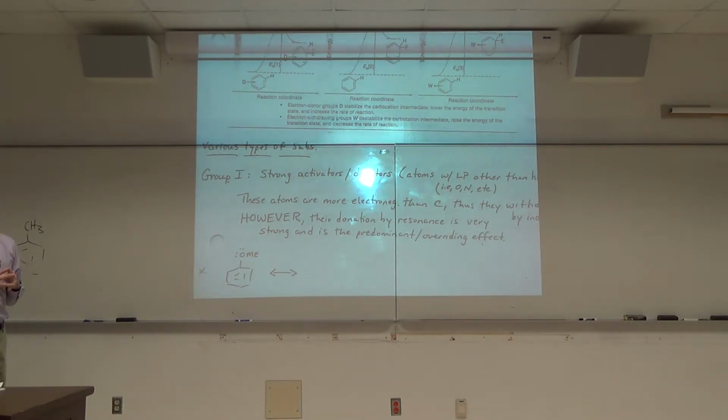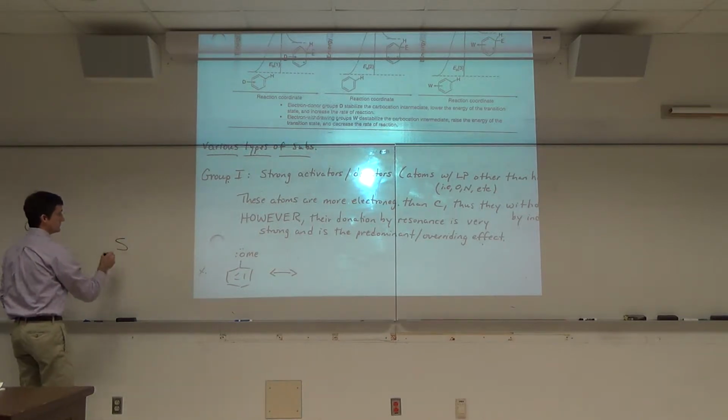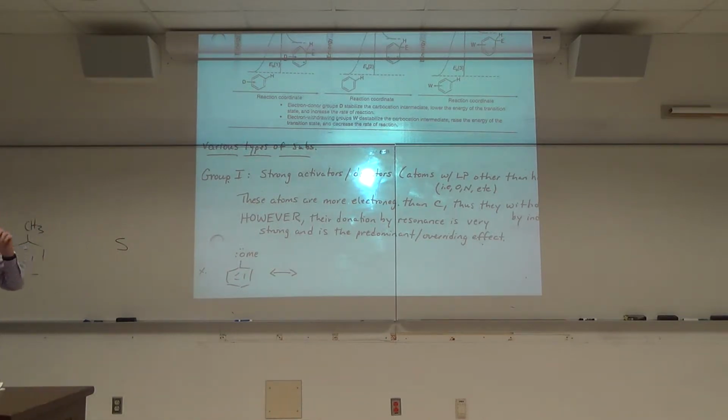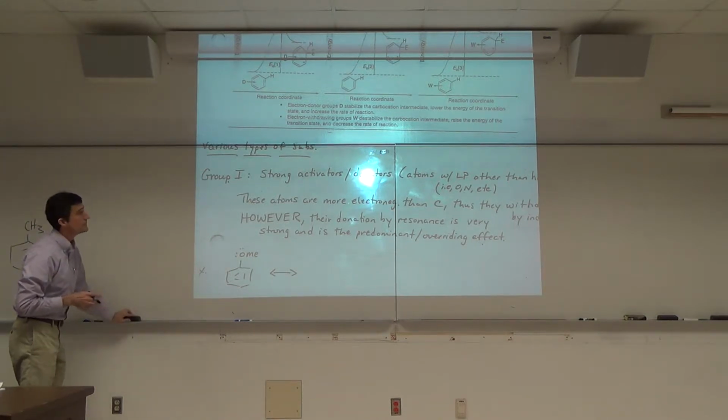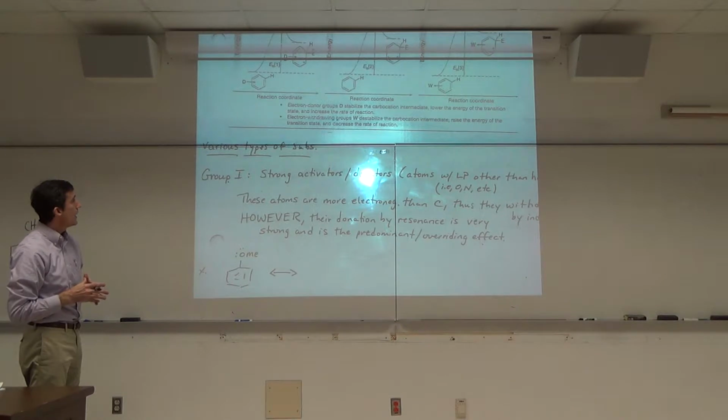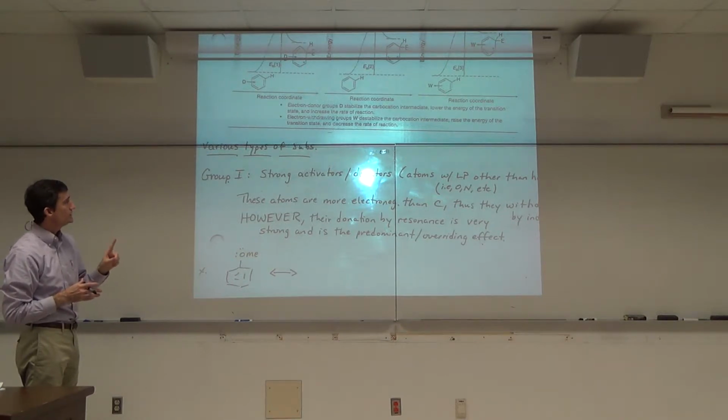Does this mean that you can't predict others? For example, sulfur. Would you think sulfur is a group 1 based on this definition? Hopefully you think it would, because does it have a lone pair? Yeah. Is it a halogen? No. So it should fall into this definition. These are strong activators, donators.